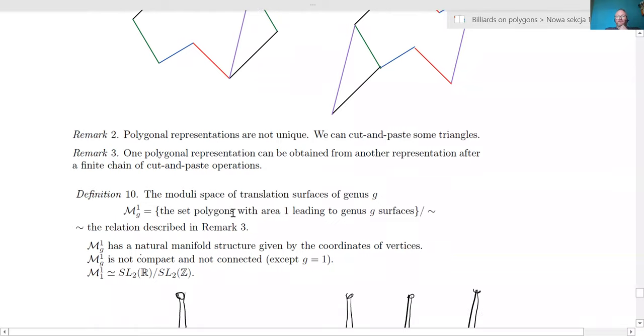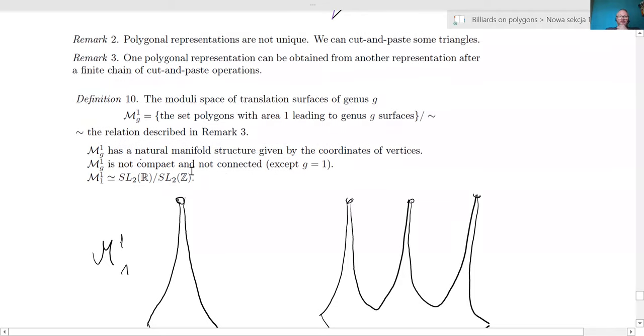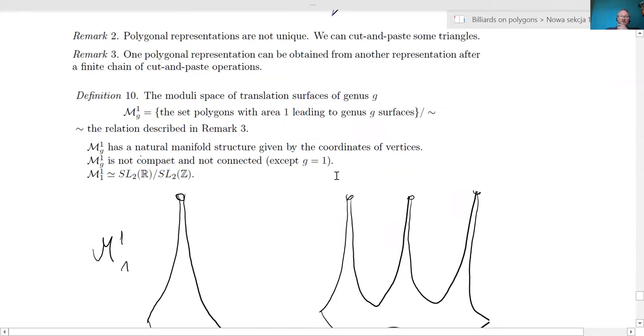Now the moduli space of translation surfaces of area one and genus G is the quotient space of the set of polygons of area one leading to the genus G surface when we identify polygons, which are described in remark three. I should mention that this moduli space has a natural manifold structure, and the local coordinates are given by coordinates of the vertices of polygons. Moreover, this moduli space is always non-compact and usually not connected, except in the case G equal to one.